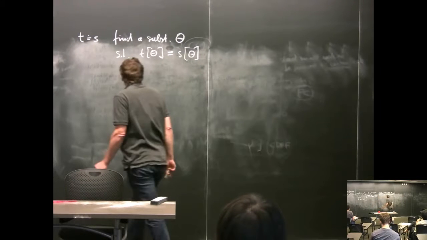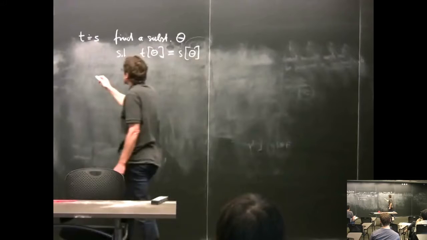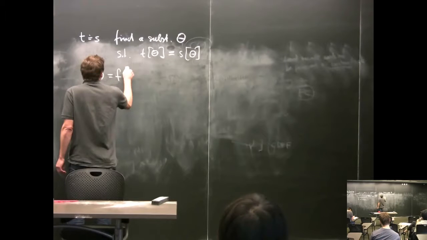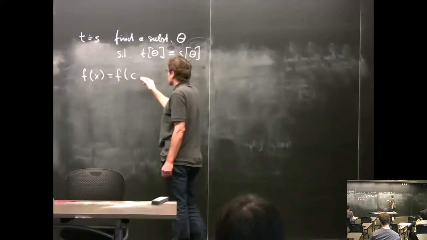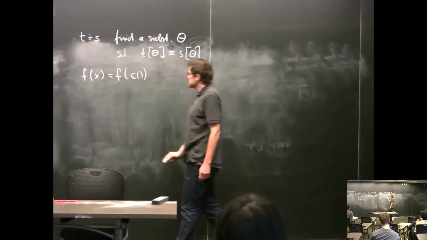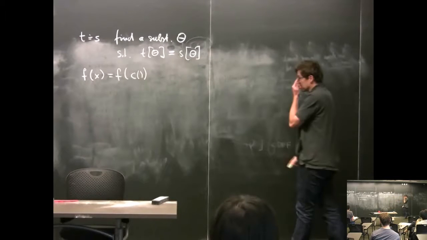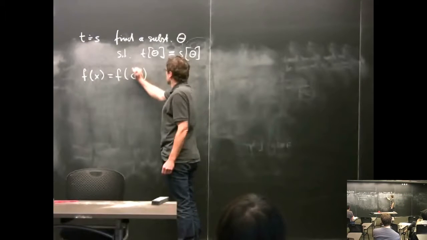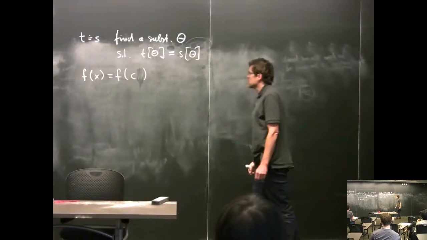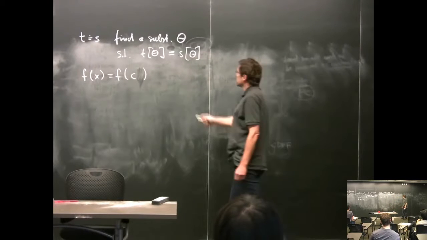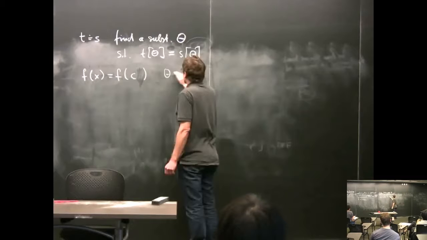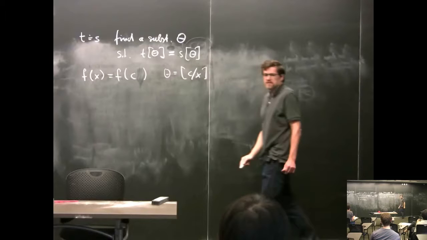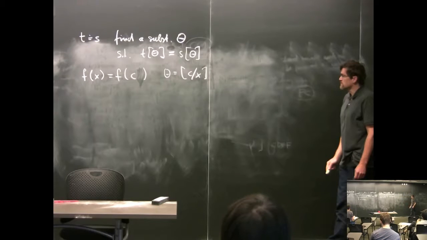For example, to go through a simple example, if we have f of x equals f of c, which in our syntax officially should have some empty parentheses here because I don't have a separate category of constants, but I'm not going to worry about that because you can expand that in your head. Then the substitution theta that makes these equal is just c substituted for x. So that's a very simple unification problem.